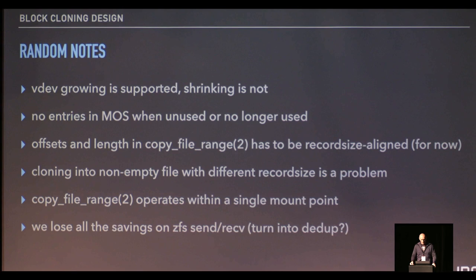Copy file range on FreeBSD operates only within a single mount point. There is a check in VFS for that, but this can be easily fixed. I actually have a patch for that. On Linux, there was a recent change that allows copy file range to work even for different mount points, but for the same file system type.